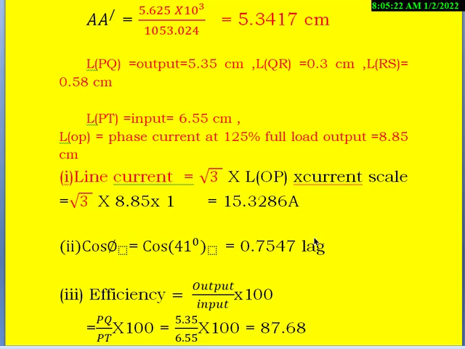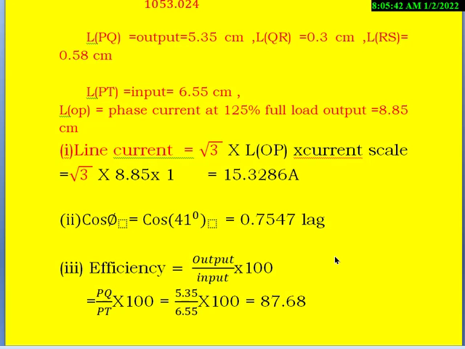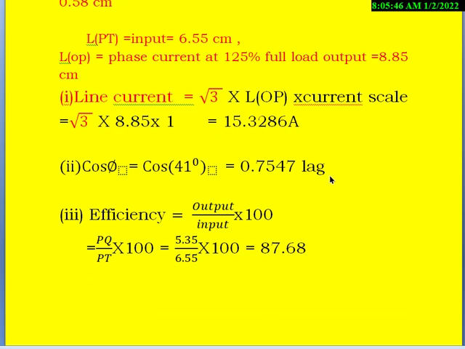Similarly, when we measure the angle between the applied voltage V and the phase current OP, we get 41 degrees. When we calculate the cos of that, we get 0.7547 lagging, which is the answer to the second question.